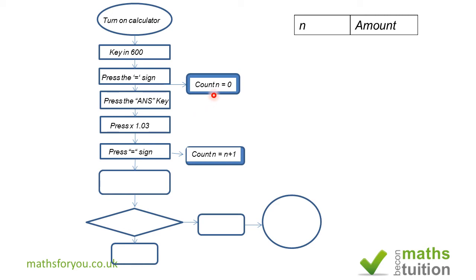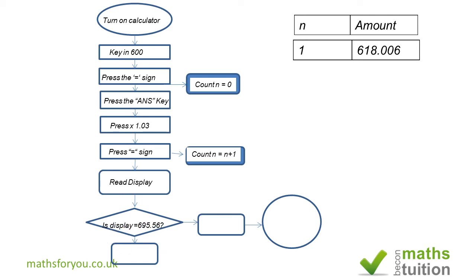Don't forget that up to now, n is 0, but now n will be 0 plus 1. So at the end of the first year, your display will show what you earned, and in this case it's going to be 618.00. Now you ask yourself the question, is 618.00 equal to 695.56? If the answer had been yes, it would have stopped there and n would be 1. But the answer is no, so you go back on yourself, you do a loop.